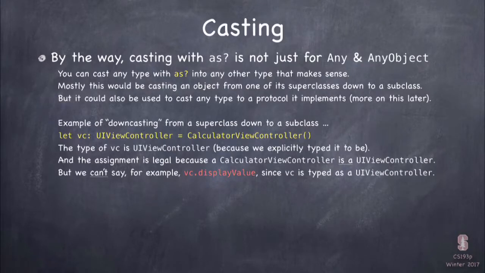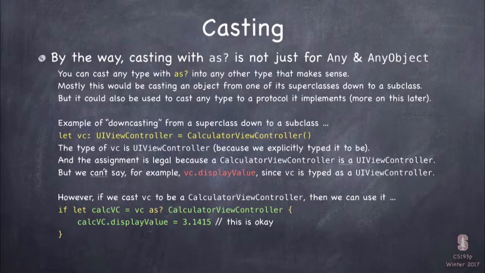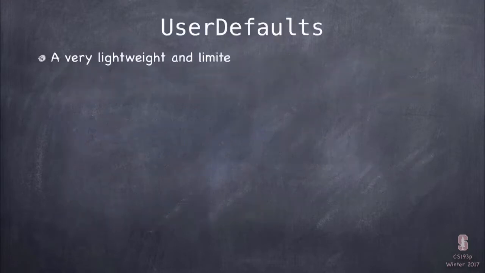But if I assign it like this, with this typing, I cannot say VC.displayValue, because displayValue is a var in CalculatorViewController, and VC is of type UIViewController. Even though it points to a CalculatorViewController, from Swift's perspective it's typed as VC, and Swift is strongly typed. So if I wanted to send displayValue, I would have to say if let calcVC equals VC as CalculatorViewController, and now I can send displayValue to calcVC. You see? It's the type that you actually type it as that matters, not what it's pointing to. So you have to use as to get it to be something that you really want to use.